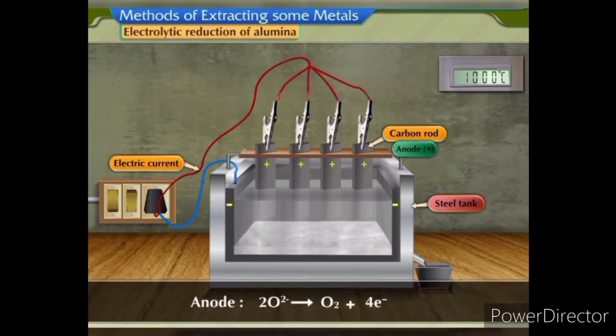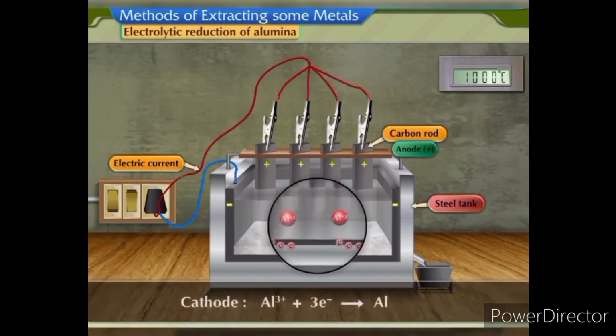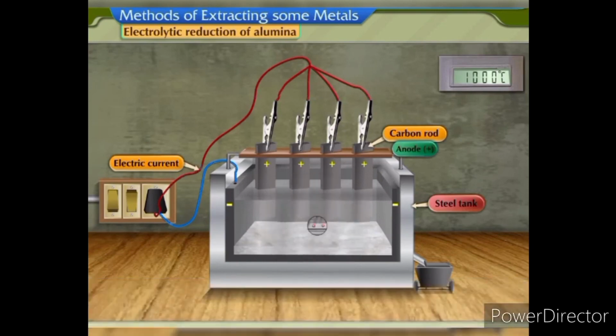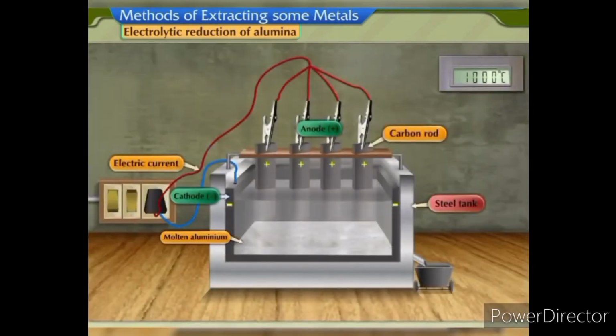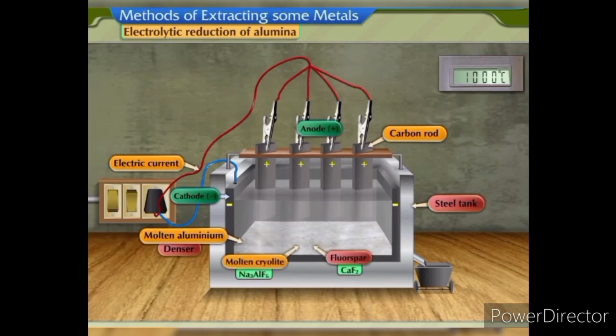During electrolysis, the negatively charged oxide ions are attracted to the anode. Here they lose electrons to form oxygen gas. The positive aluminium ions are attracted to the cathode. Here they gain electrons to form the molten aluminium metal. Molten aluminium is denser than the electrolytic mixture of alumina, cryolite and fluorspar, hence is collected at the bottom of the tank. It has to be removed from time to time.